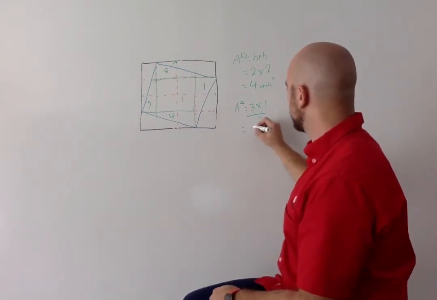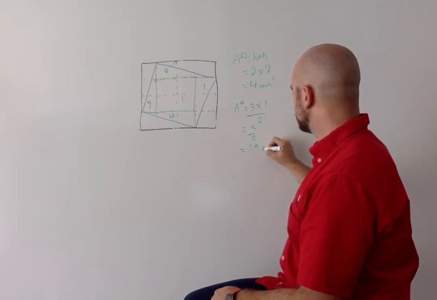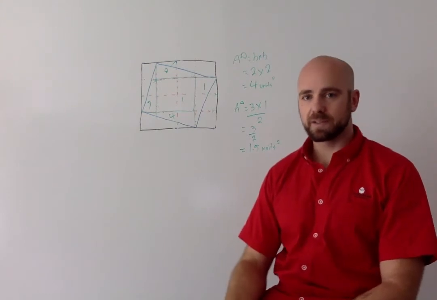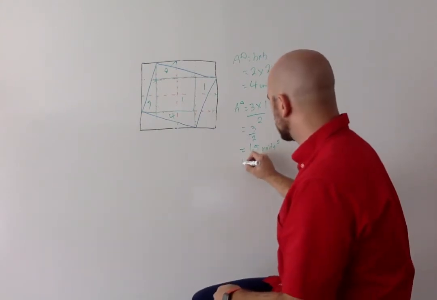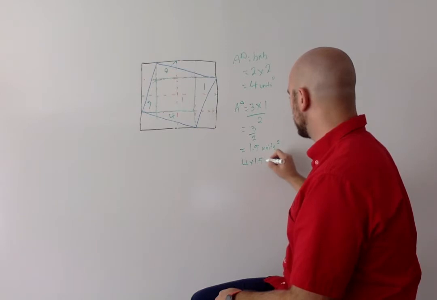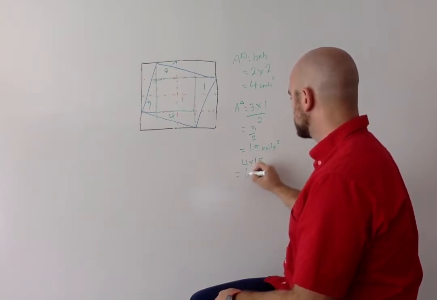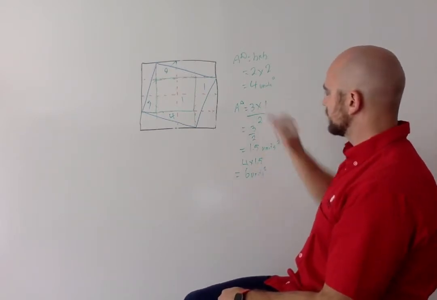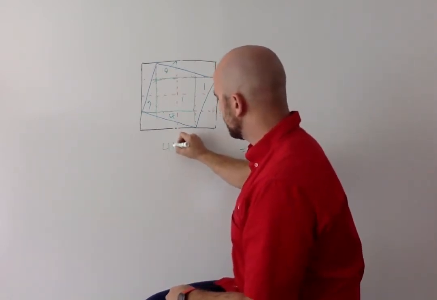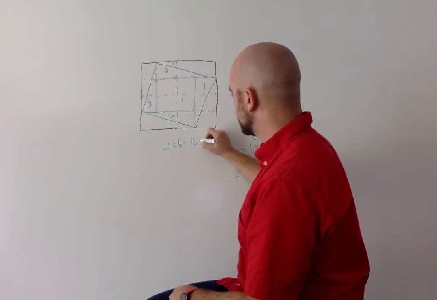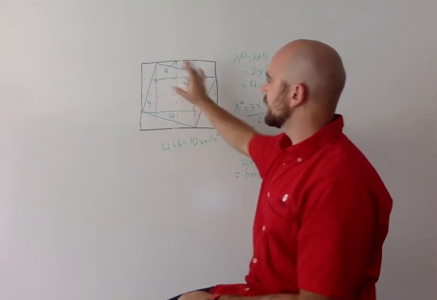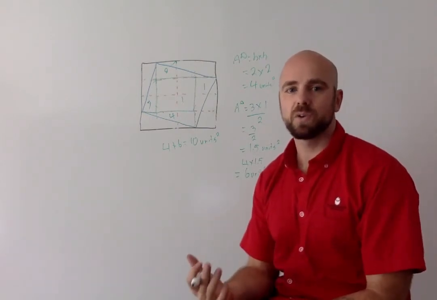So let's do the math. I've got 3 divided by 2, which equals 1.5 units squared. Now, how many triangles did I have? I had 4. So I'm doing 4 times 1.5 equals 6 units squared. Now I need to add these together. So I'm going to have 4 plus 6 equals 10 units squared. So that's my area for the entire square.